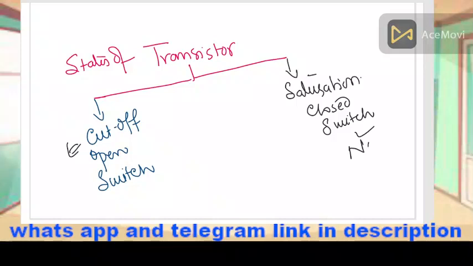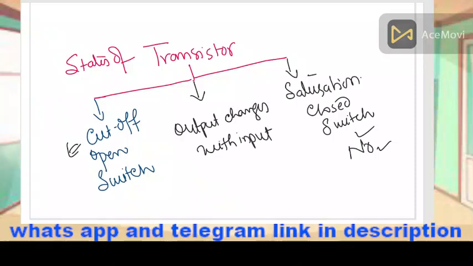Now is this full conduction required? I will say no, because a transistor is used for amplification. It is not used for a situation where you get the maximum of everything. What we require in a transistor is some intermediate situation where the output changes with input. So we require something between these two extremes. We do not require these two extremes for amplification.